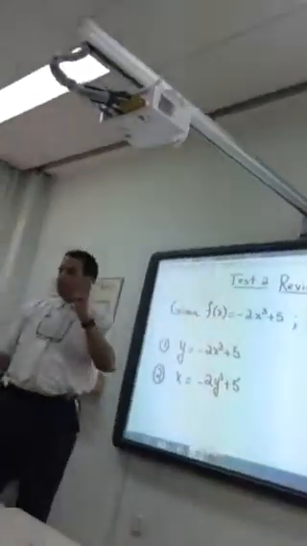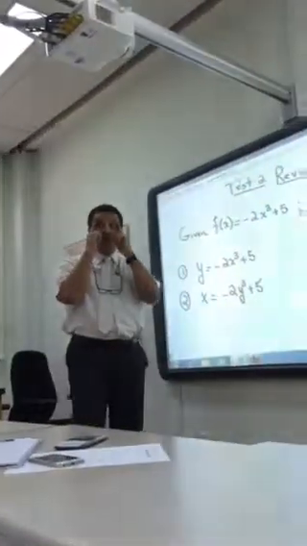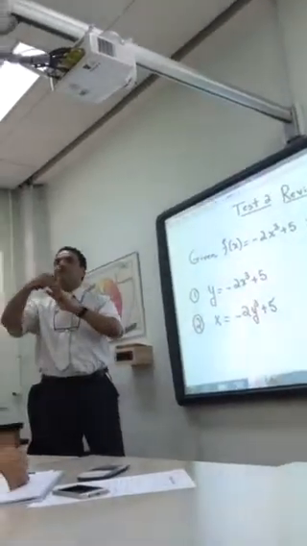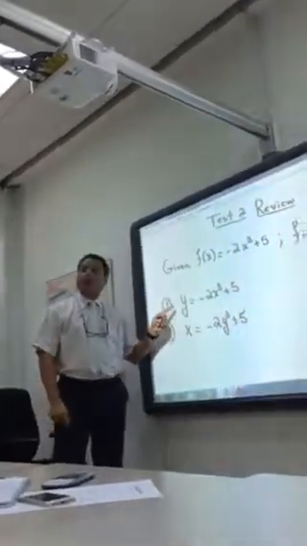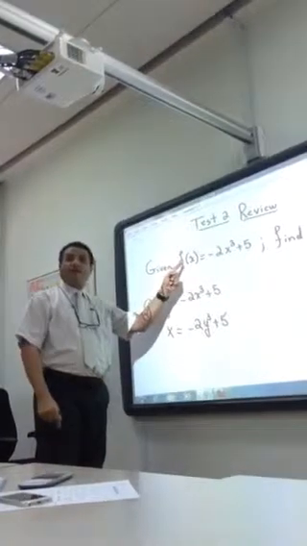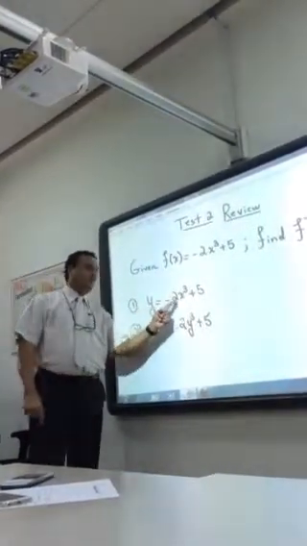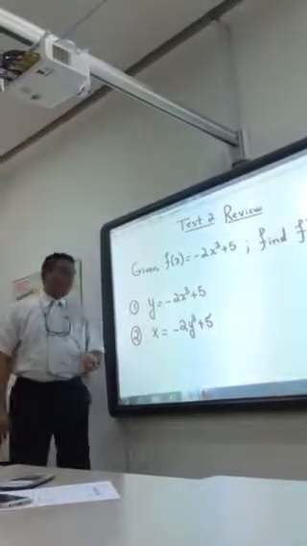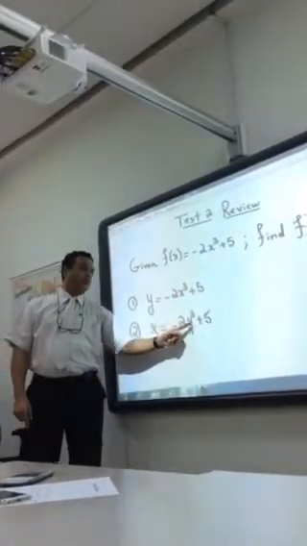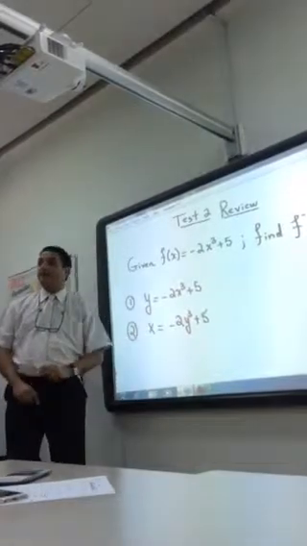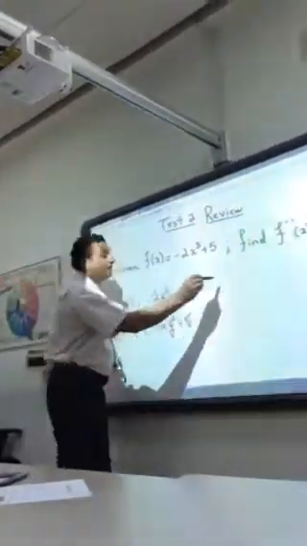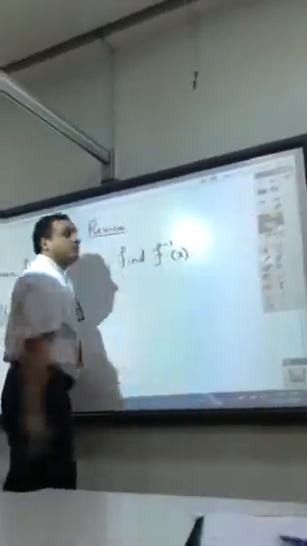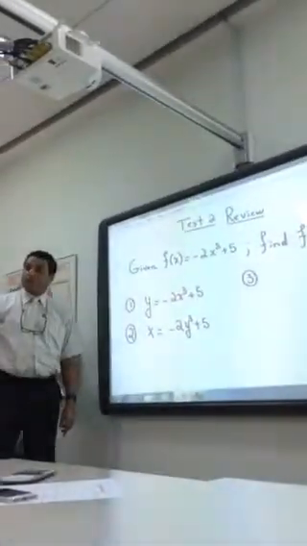Again, you need to organize your thoughts in the test. You have 4 steps. You need to apply the 4 steps. Step 1, we change f of x into y equal minus 2x cubed plus 5. Interchange x and y, so x equal minus 2y cubed plus 5. Step 3, what do we have to do now? Solve for y.